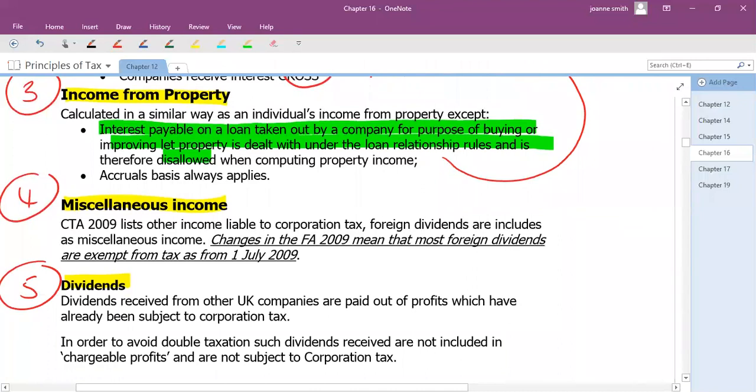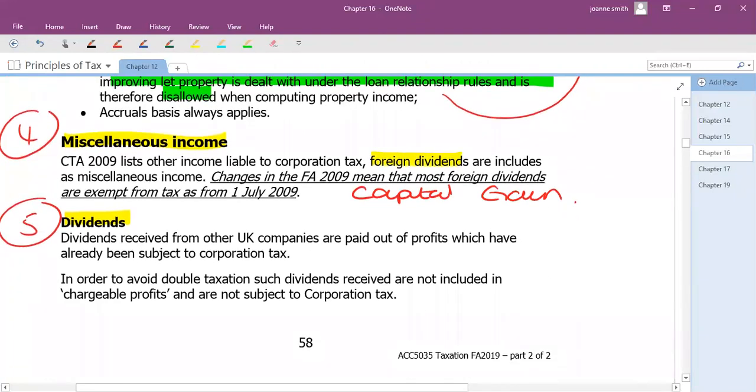What sort of miscellaneous income might you get that might be subject to tax? Well, sometimes foreign dividends might have to go in there, if it mentions them. I suppose other things you might have, capital gains, they're not mentioned in the notes, but they might come under that category.